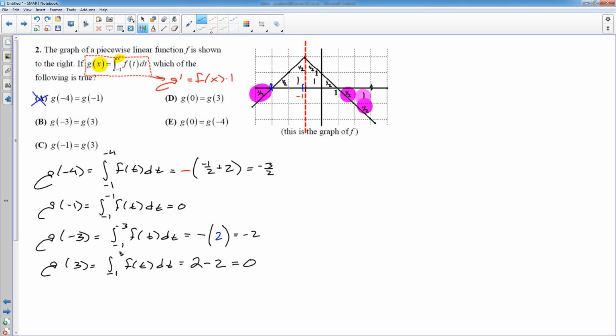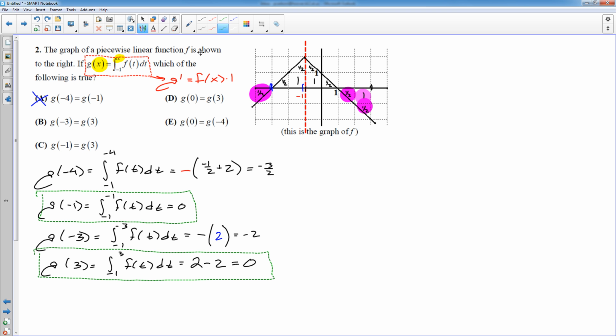And once I got that, I now have noticed that g of negative 1 and g of 3 are both equal to 0, which actually is what C is saying. So the answer is going to end up being C, because at that point I've found all of my values and C is the correct answer.